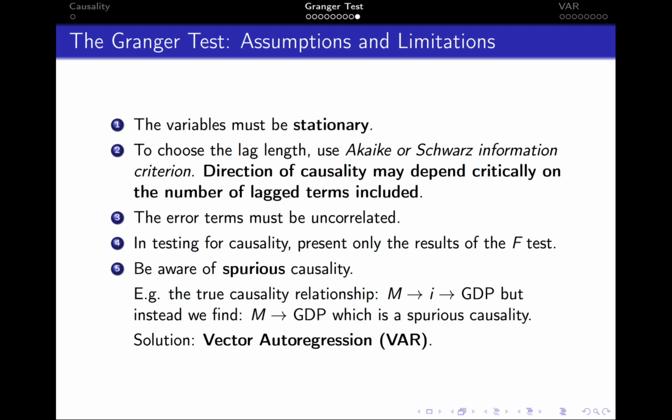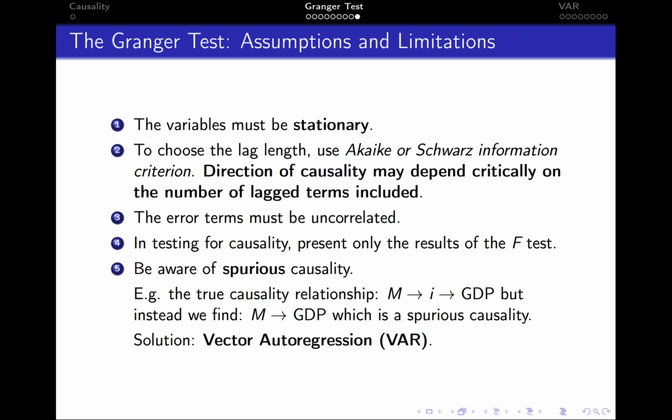Unfortunately, this test has its own assumptions and limitations that we need to be familiar with. First of all, the variables in our analysis must be stationary. So if you have non-stationary variables, you need to apply the techniques from the previous lecture to make them stationary, either detrending or applying first differences. And as you guessed, we also need to know the lag length, so how many lags we should include in the equation. Luckily, we have some econometric tools that allow us to do that, for example, the Akaike or Schwarz information criterion.